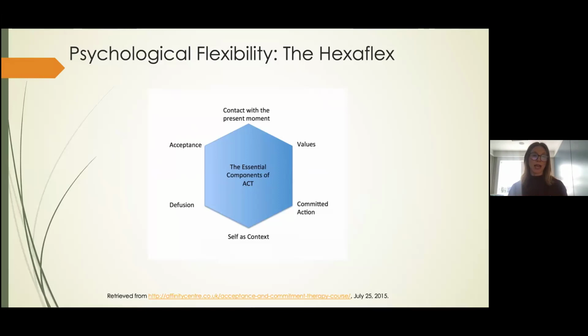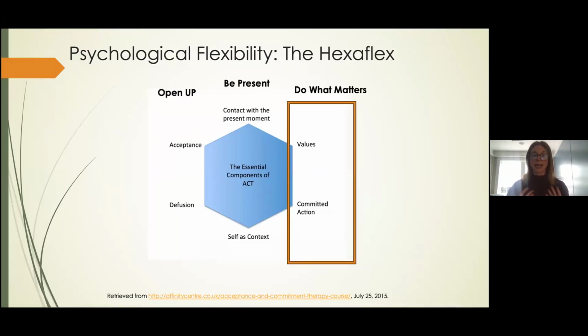And the more familiar you get with the processes, the more you'll notice that you're actually able to do a number of different processes in the same session. They're very complementary, they're very integrated with one another, and the more you practice, you'll feel like you're moving pretty fluidly between them. I personally like to start with values and committed action. Those other two domains that I mentioned are open up, which include acceptance and diffusion, and being present, which includes contact with the present moment and self as context.